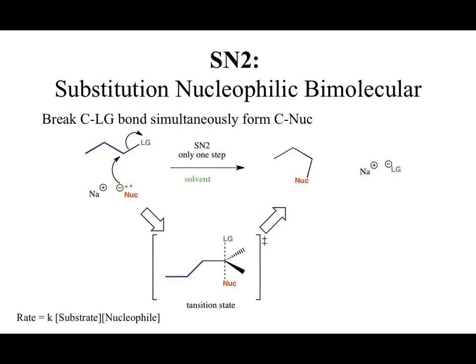So we usually put brackets around it, and put up a double dagger. The double dagger is saying that we're at a transition state. This is when we're shifting from reactants to products. When the nucleophile comes in, you'll notice that I had it come in from this side, right? Why did I not have the nucleophile arrow, for instance, come in from up here? Or say from over here?